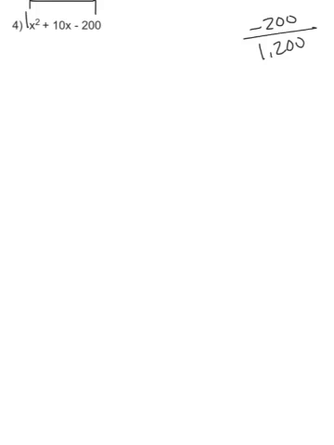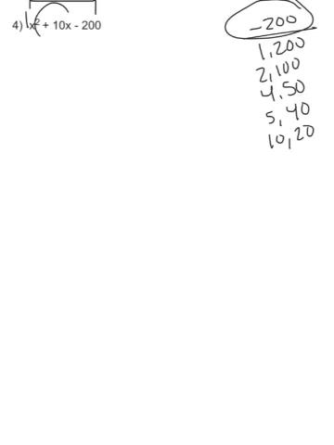So 1 and 200, 2 and 100, 4 and 50, 5 and 40, 10 and 20. And actually, I'm going to stop there because I believe the 10 and the 20 is what we need. Because we're trying to multiply together to give us negative 200, add together to give us positive 10.